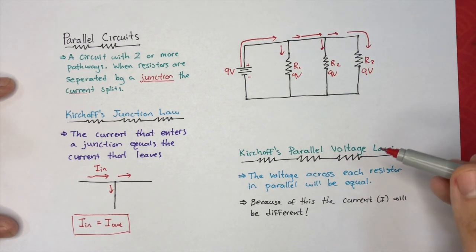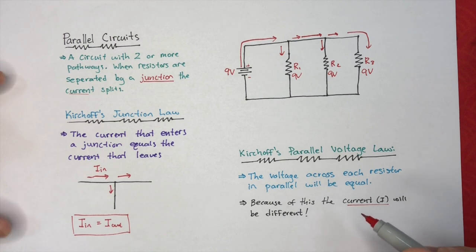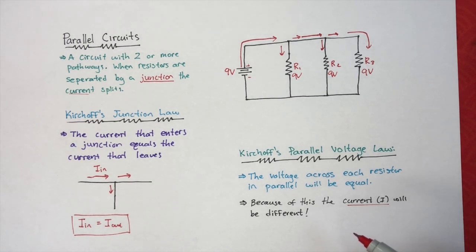The reason for this is because the currents are different. Okay, in series circuits, series resistors have the exact same current. It doesn't matter which, because they all have one path. But in parallel circuits, the current's going to change.